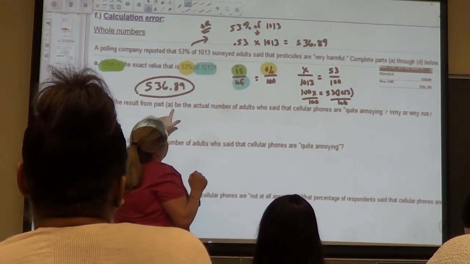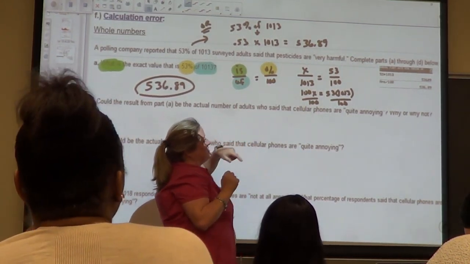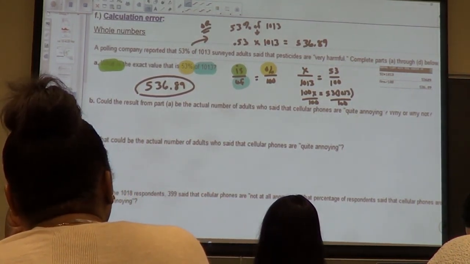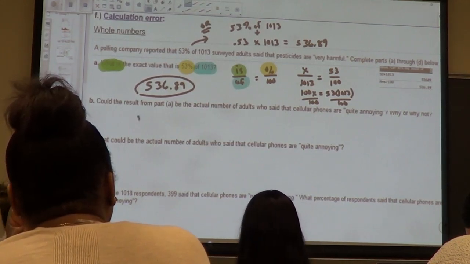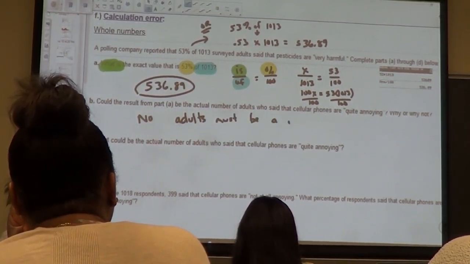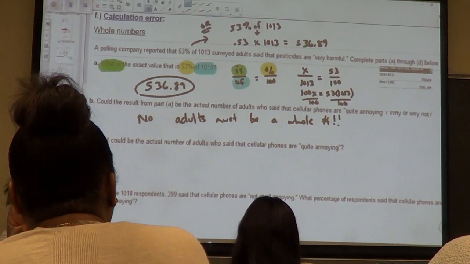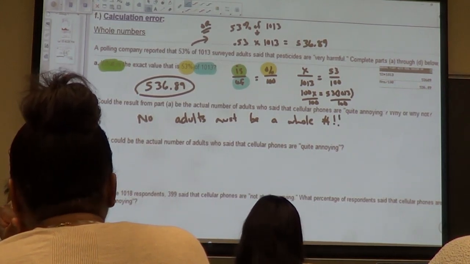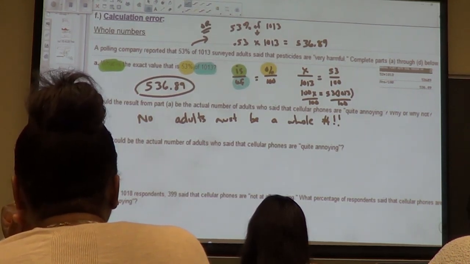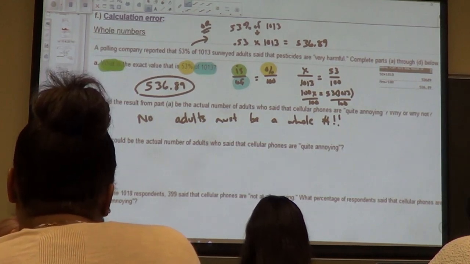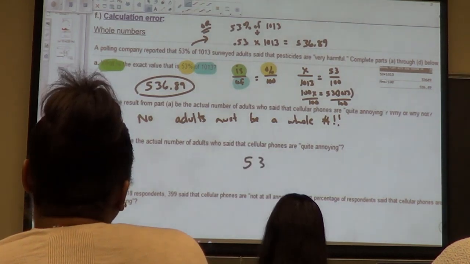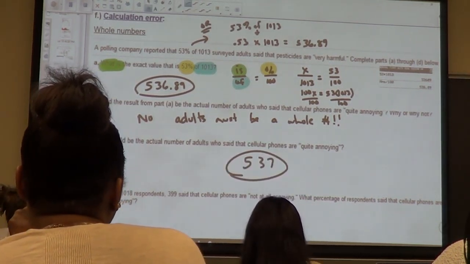Could the result from Part B be the actual number of adults who said cell phones are annoying? No. The answer is going to be no, because as she said, adults must be a whole number. You can't have 0.89 of an adult. You can either have 536 adults or you can have 537 adults. What could the actual number of adults be? 537. We use the rules of rounding.